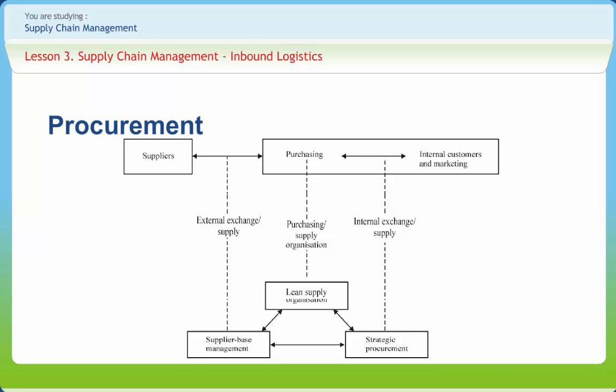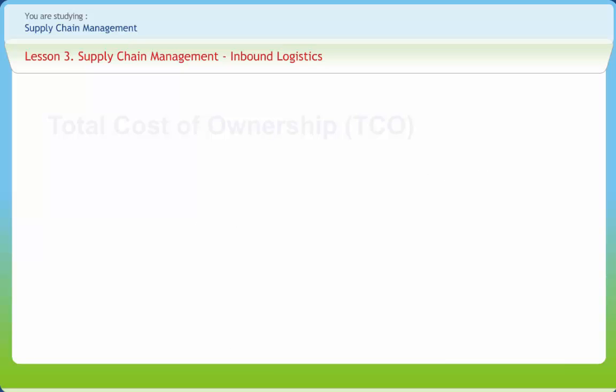Supplier-based management, that is, managing the structure and culture of supplier relationships that is denominated in strategic purchasing. Develop a lean supply organization by energizing organizational teams through flexible structures and responsive information systems.